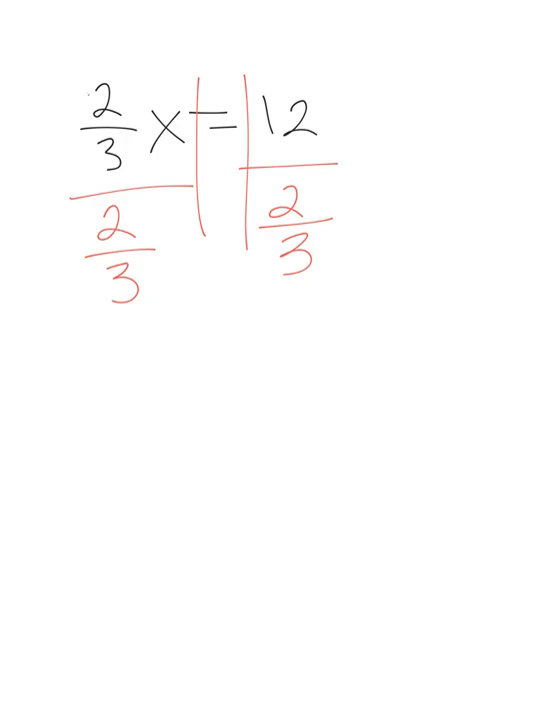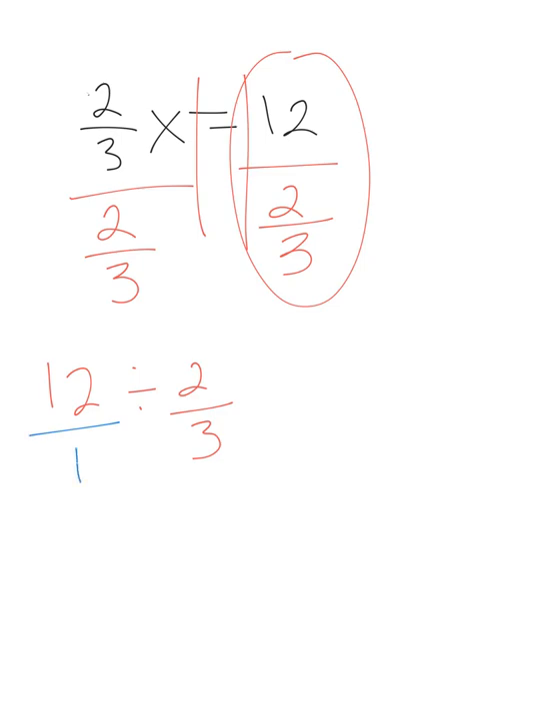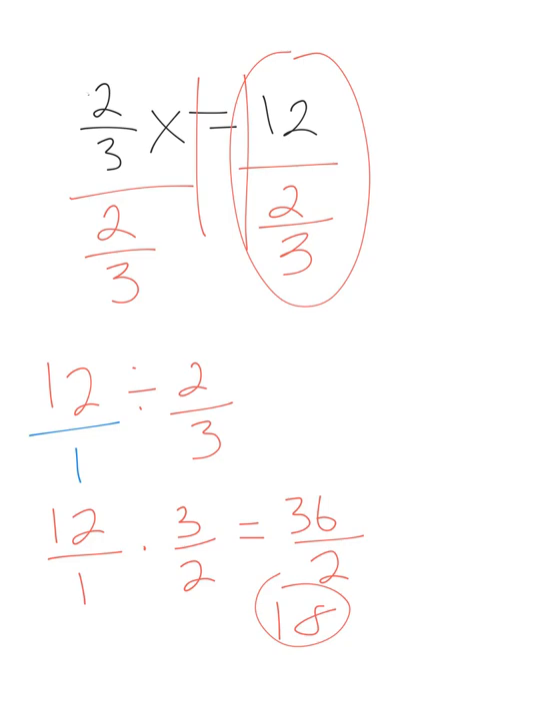And this is where people will get some mistakes because they won't think that over here this actually says 12 divided by 2/3. Go ahead and put that 1 there. 12 divided by 2/3 is simply 12 times 3/2. Remember, we multiply by the reciprocal, which gives us 36 over 2, which is 18. So x is 18.